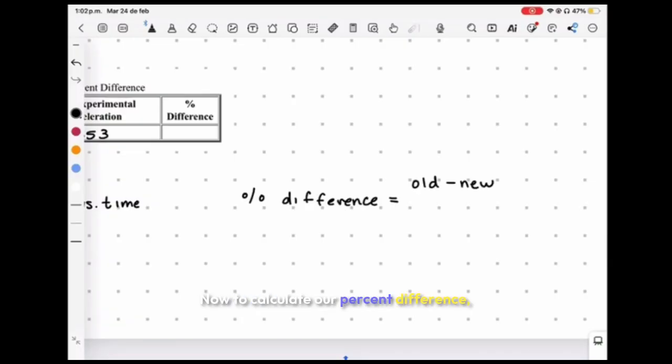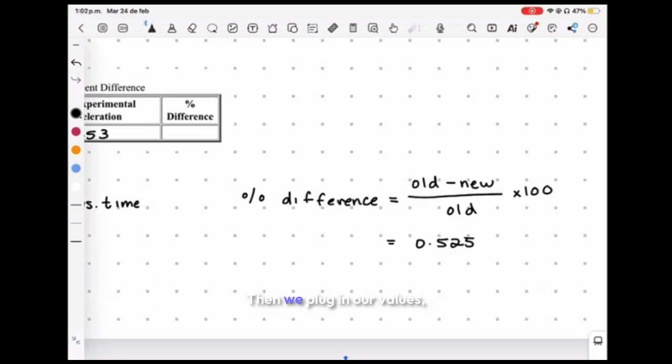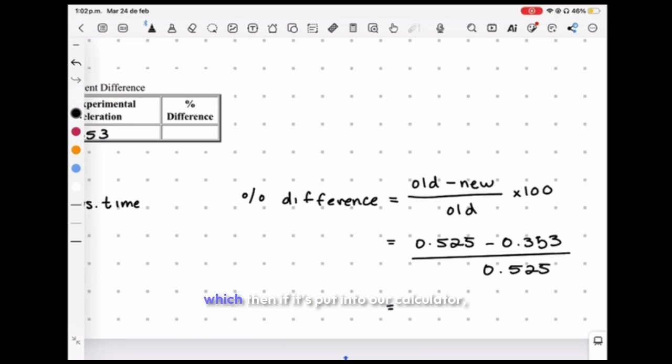Now, to calculate our percent difference, we use the same formula as previously stated, which is percent difference equals old minus new over old, times 100. Then we plug in our values, which is 0.525 minus 0.353 over 0.525, times 100, which, plugged into our calculator, gives us a percent difference of 32%.